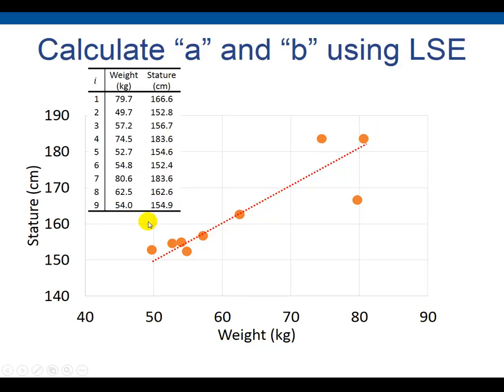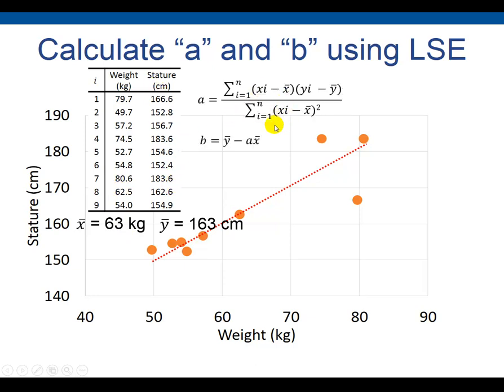So here we have a number of data. This is 9 data points, so you can see i goes 1 to 9. When x1 is 79.7, y1 is 166.6. And x2 is 49.7, and y2 is 152.8. We have a 9 data point set. We can calculate the average value of weight and stature, and then we apply this formula. We can find A is 0.9 and B is 106.